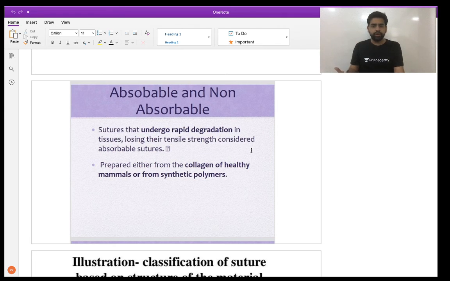Now why is it important? Because anywhere where you have an enzymatic degeneration, there will be more tissue reaction. So this is basically a drawback of a naturally occurring absorbable suture.